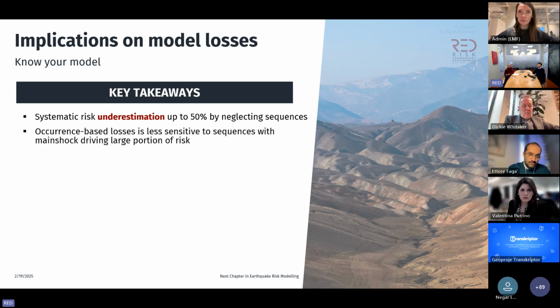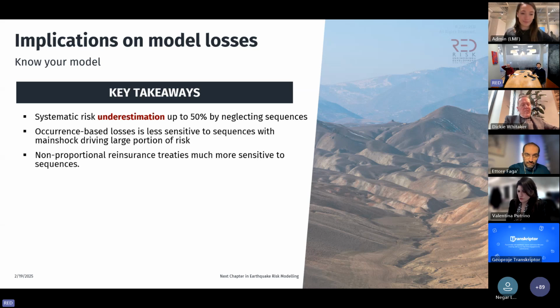Occurrence-based losses, on average, again, you saw that it's not the case in every configuration, are somewhat less sensitive. This makes sense, right? They're less sensitive to sequences, with main shocks generally driving the quote-unquote largest loss in any given year. This is, again, one observation coming out of these examples, and that is the non-proportional reinsurance treaties seem to be more sensitive to sequences as opposed to your proportional treaty like a quota share arrangement.